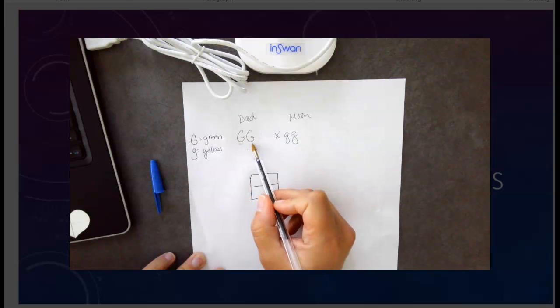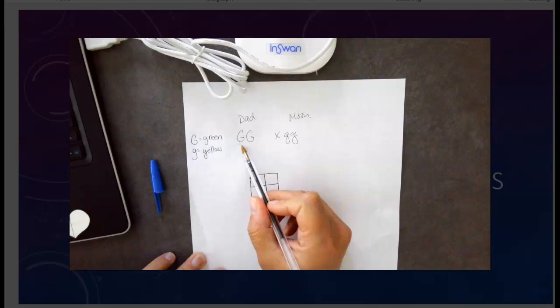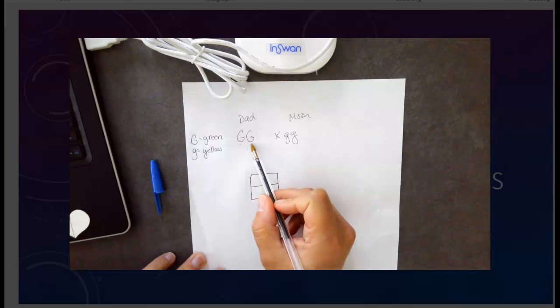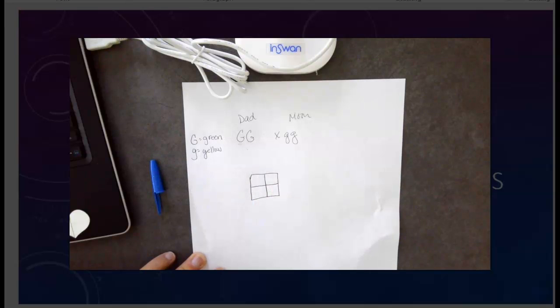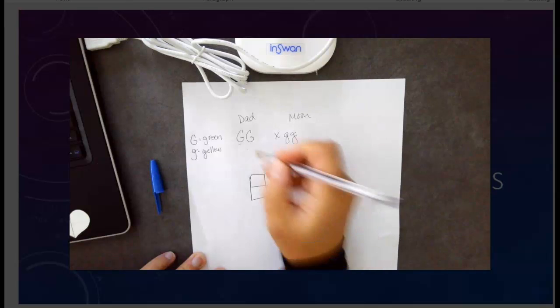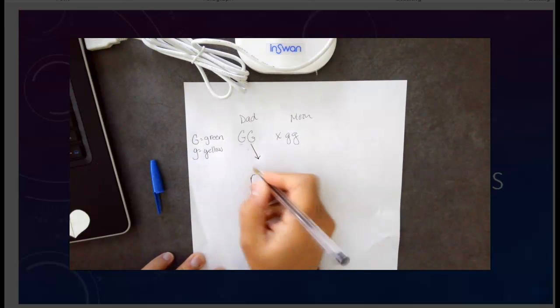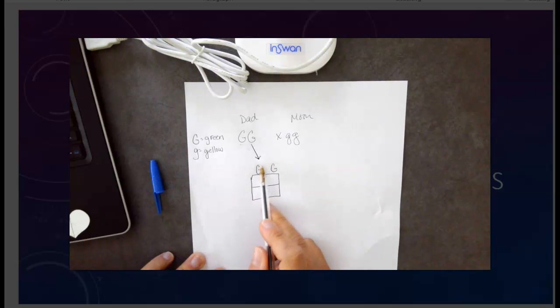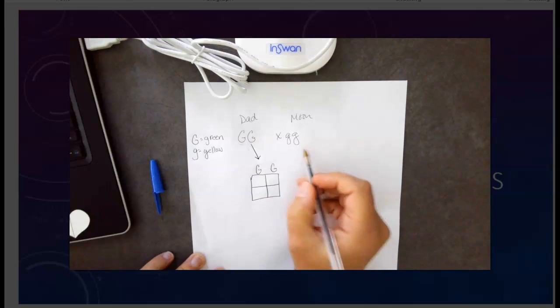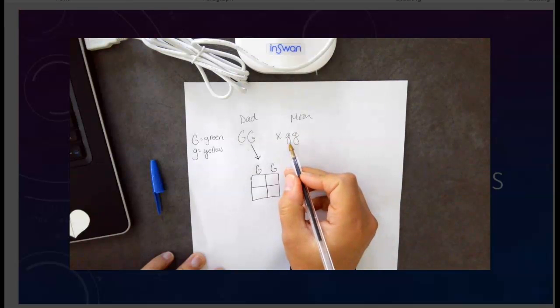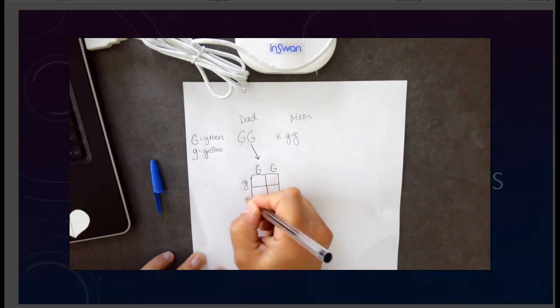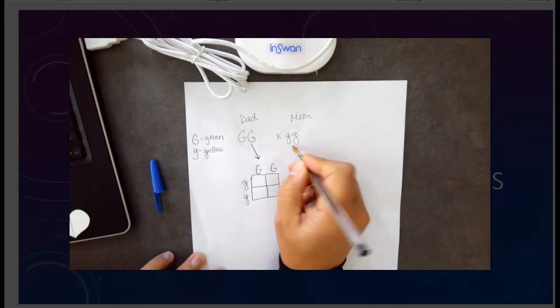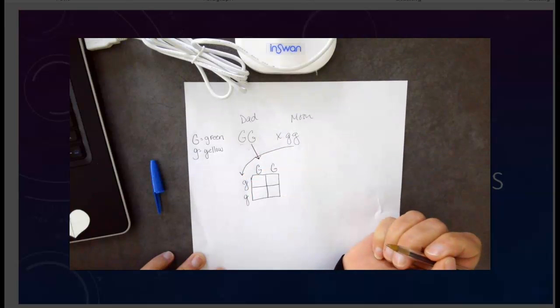So Dad is homozygous dominant, homozygous meaning that the two letters are either both capital or both small, lowercase. So he's homozygous dominant, meaning that he's got two capital letter G's, and we're going to put Dad along the top here. So we're going to basically spread out his alleles. And then we have Mom here. Mom is homozygous recessive. Again, homozygous meaning that they're the same, and she's two little g's. She's actually a yellow plant. So we're going to put Mom along the side.